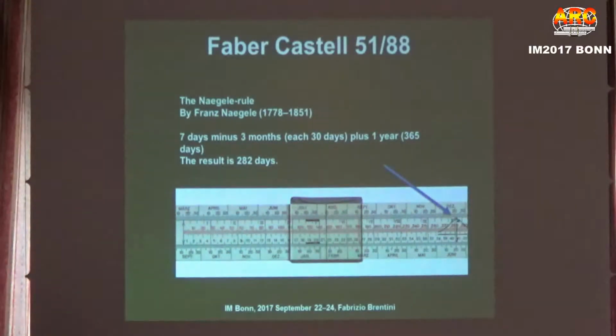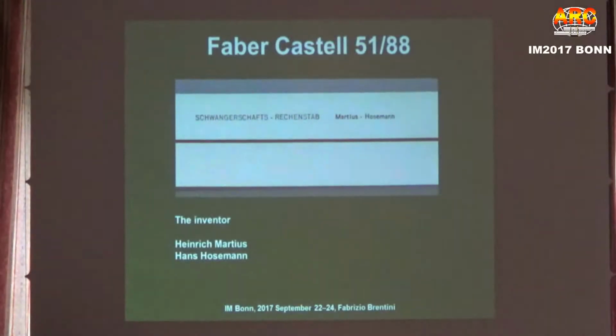That gives me the opportunity to introduce the inventor. Only 4 percent of children decide to arrive on time. You see the very small digit engraved on the top of the Gauss curve. Who calculated this percentage? It was Hans Hosemann, one of the 2 persons whose names are stamped on the back side of the slide rule. The other name is Heinrich Martius.